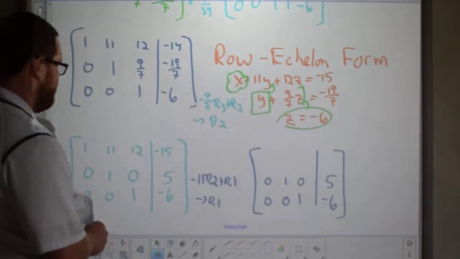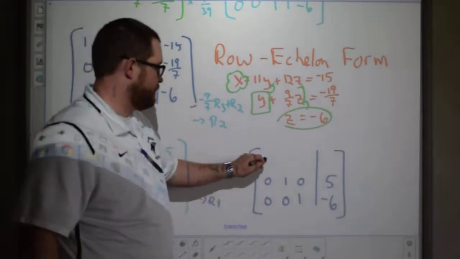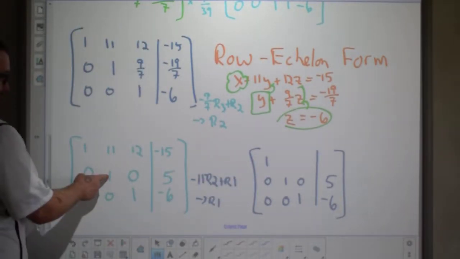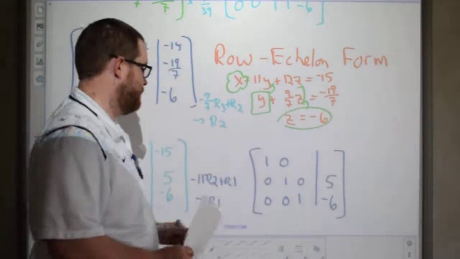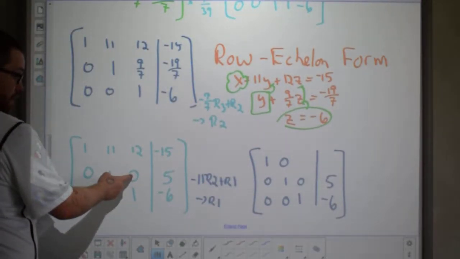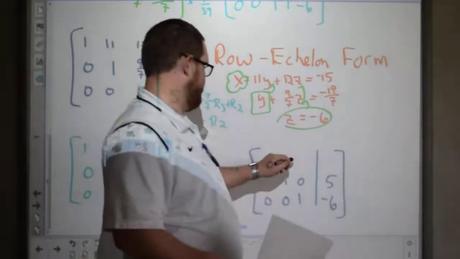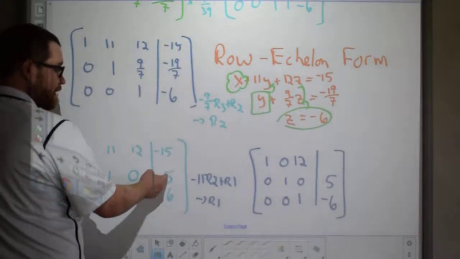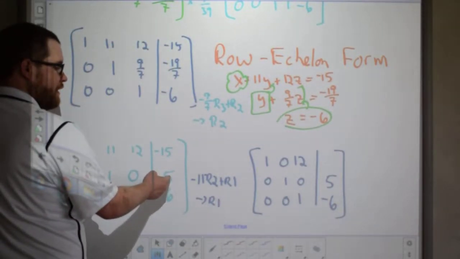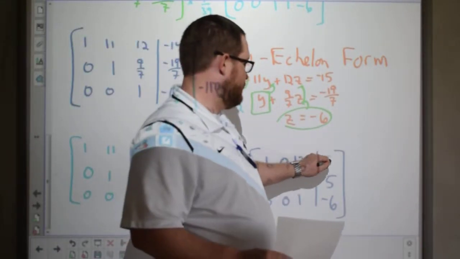So now let's do this one. Negative 11 times this, plus this, is 1. Negative 11 plus 11 is 0. Negative 11 times 0 is 0, plus 12 is 12. Negative 11 times 5 is negative 55. Negative 55 plus negative 15 is negative 70.